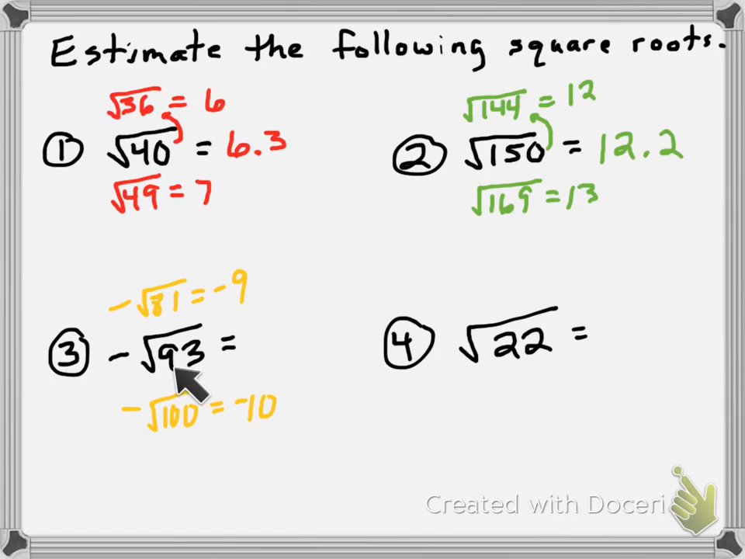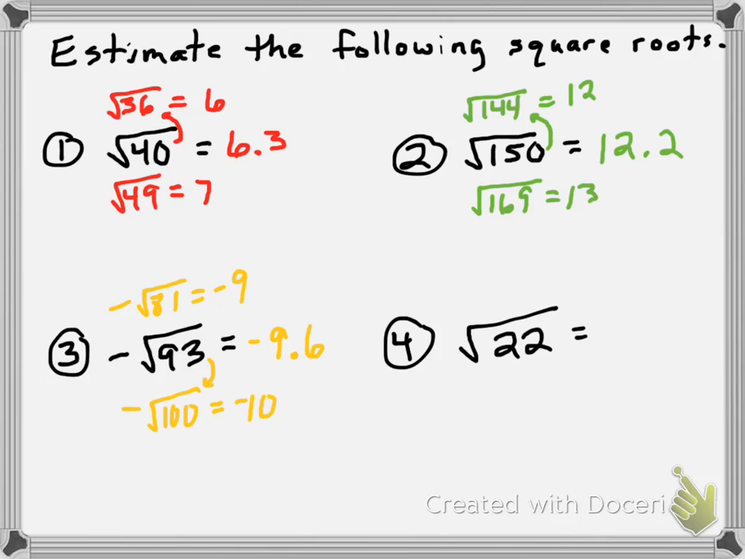Well, 93 is pretty close to the middle, but a little closer to 100 than 81. So I'm going to approximate that at negative 9.6. And then number 4, same thing. But let me look at number 3 again for a second. Notice, it had a negative, so my answer was negative. Same rule as before. If it had a plus or minus out here, it would also have a plus or minus here. Same rules.